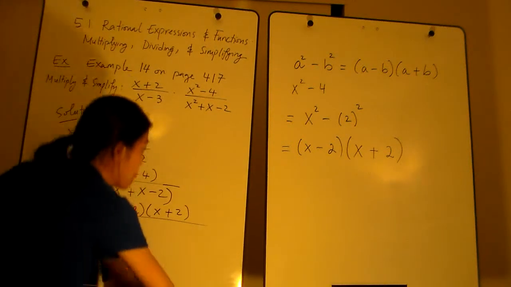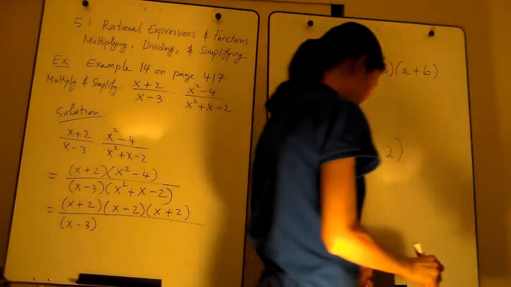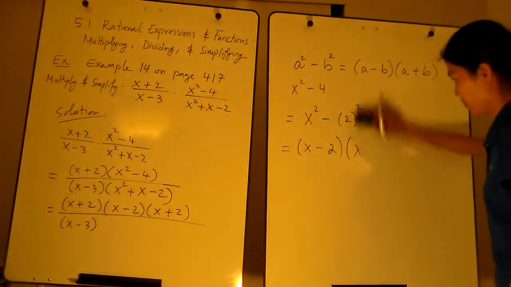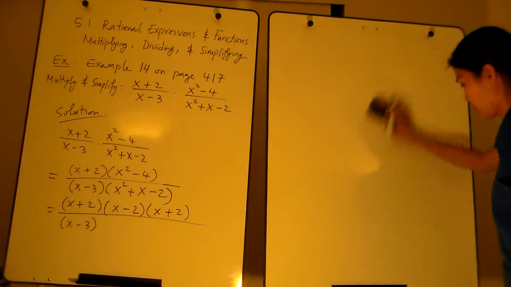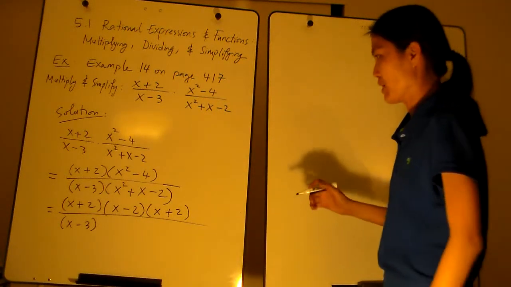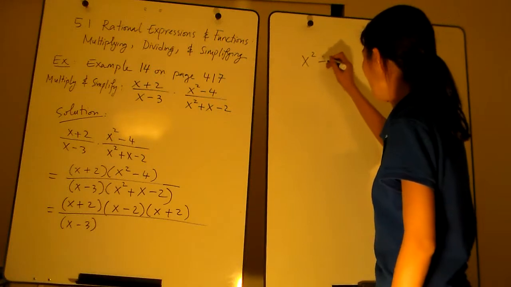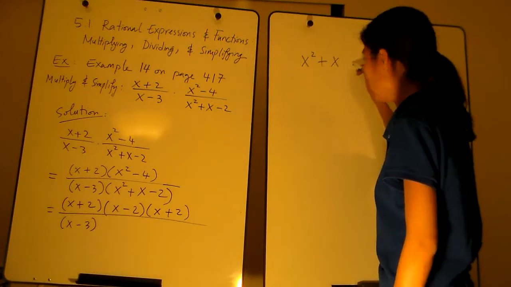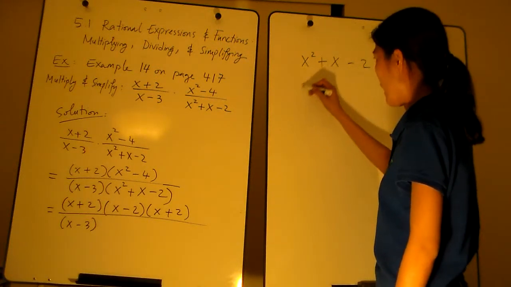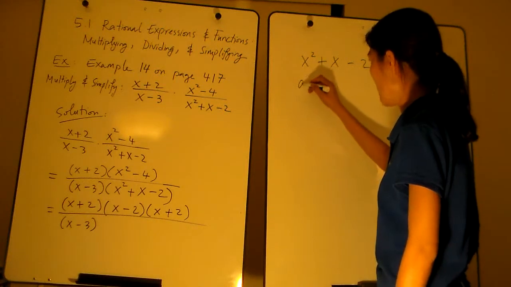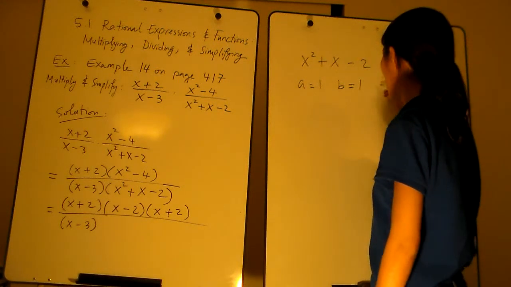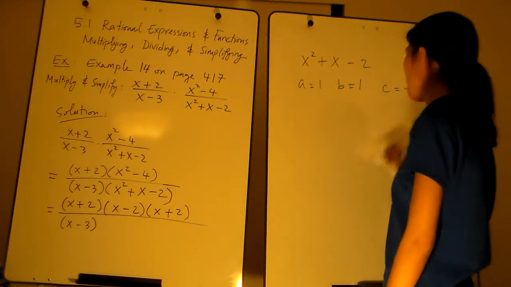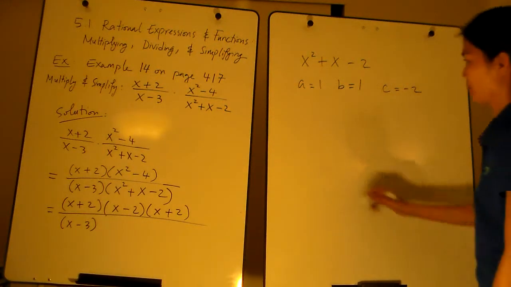This x minus 3, just rewriting it. Now, how about the trinomial? Can you factor the trinomial? Let's try it. For the trinomial, we have x squared plus x minus 2. A is 1, okay? B is 1, okay? C is negative 2. Alright.